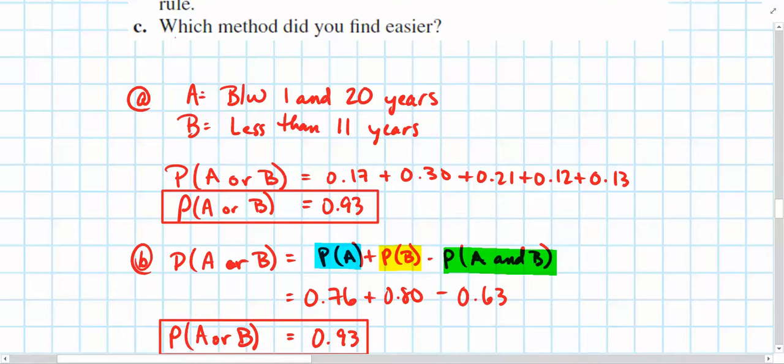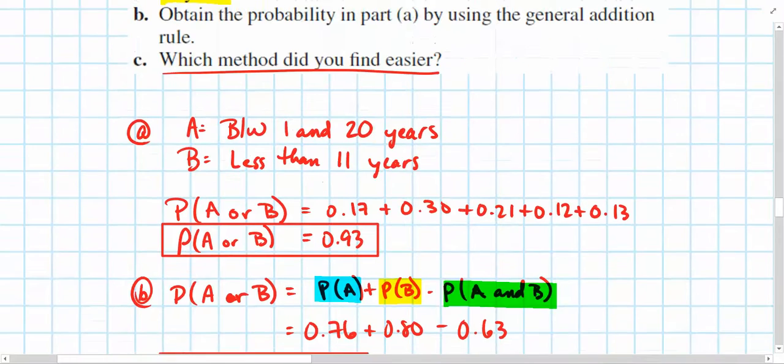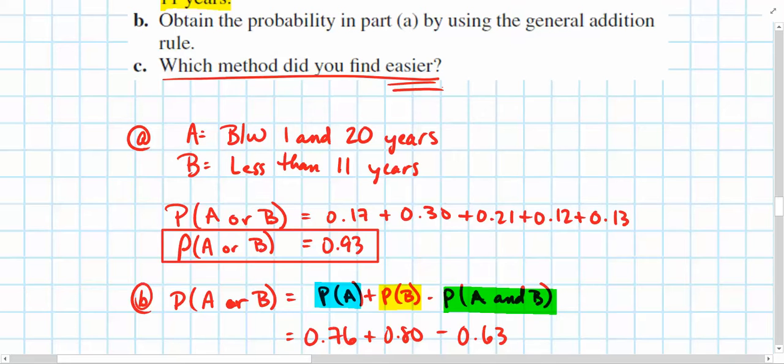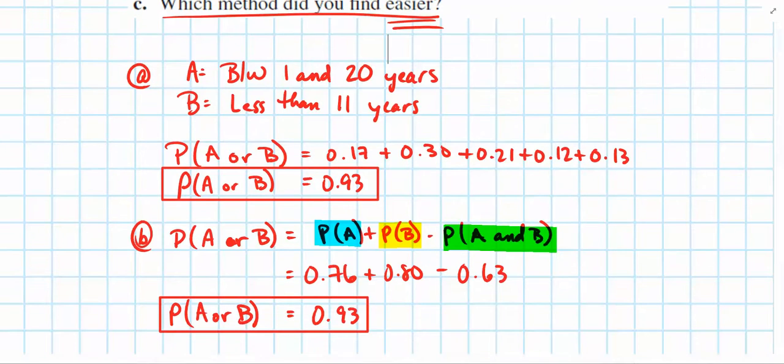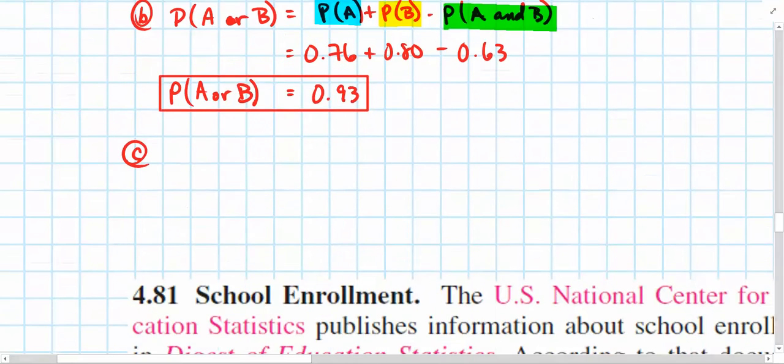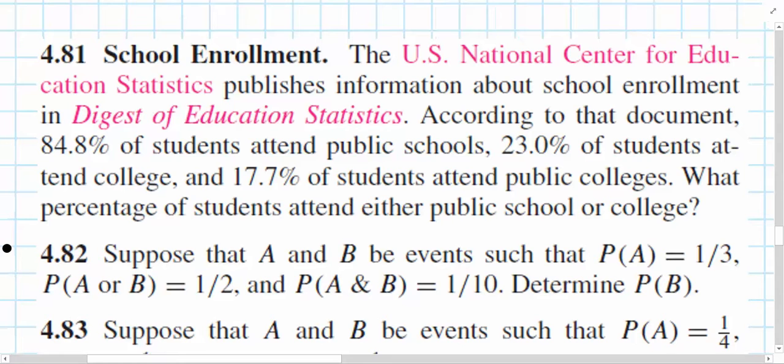So I'll leave the answer for C up to you to decide. Which method did you find easier? It didn't say faster, it said easier. Which one do you think would be easier? Do you like using the probability formulas, or would you rather simply read your data off the table and obtain a result from there? Let's take a look at another example.